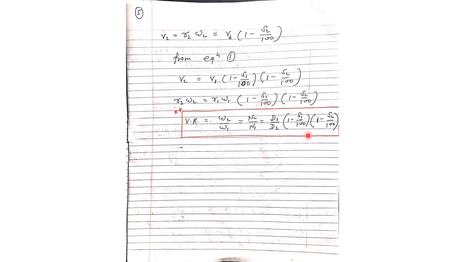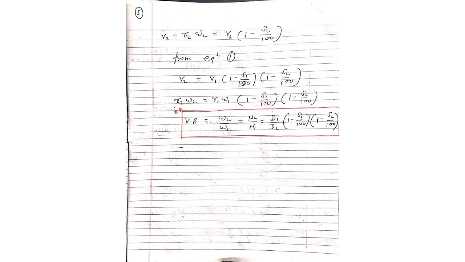If there is slipping at the driver pulley only, S2 is 0, so we have the formula with only this. If there is slipping at the driven pulley only, S1 equals 0 and this term vanishes. This term will be unity, so there is only 1, so d1 by d2 multiplied by 1 minus S2 by 100 only. So this formula can be used.